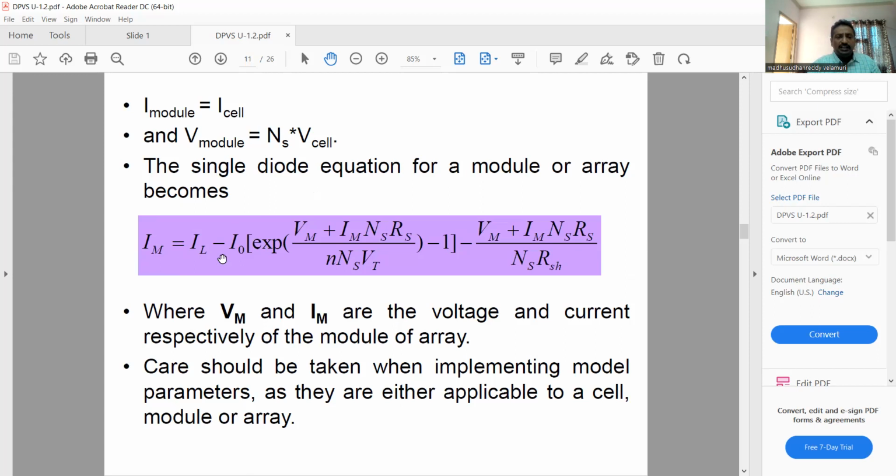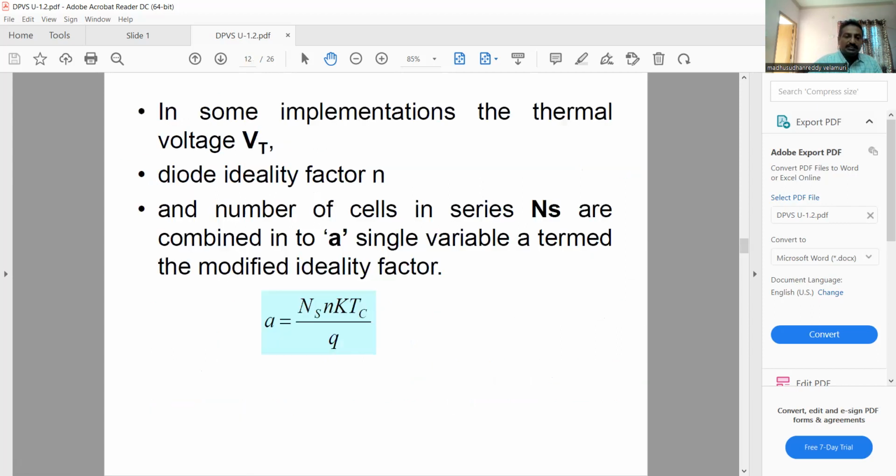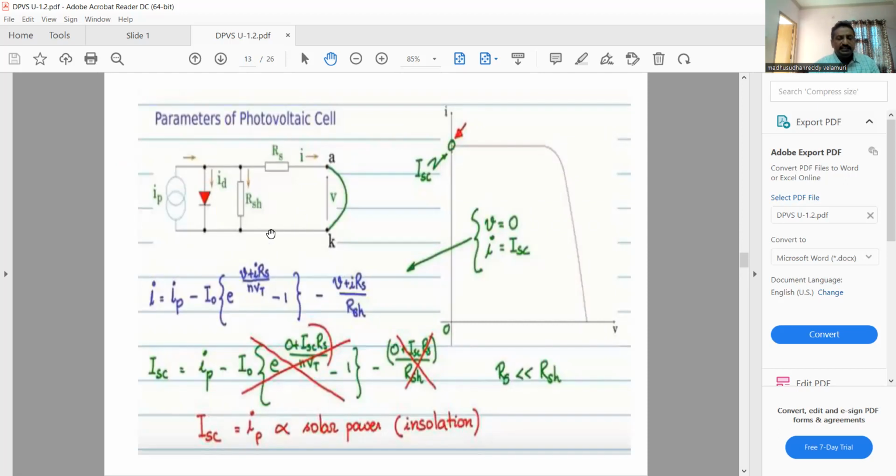Therefore, the module current is equal to IL minus I naught into the exponential of VM plus IM RS over NS. We added NS here, and here also we added, where VM and IM are the voltage and current of the module respectively. Then we can get into the solution of this A value for a single variable, NS into N KT divided by Q.